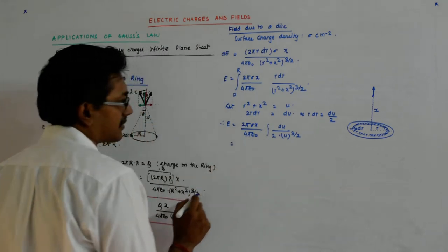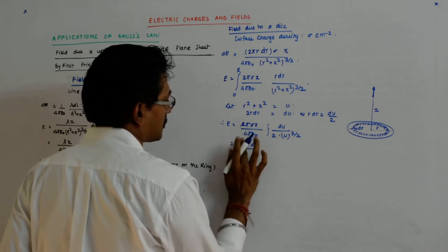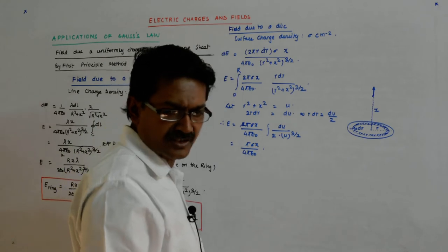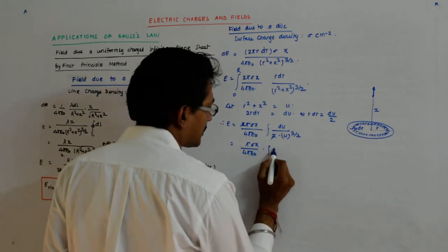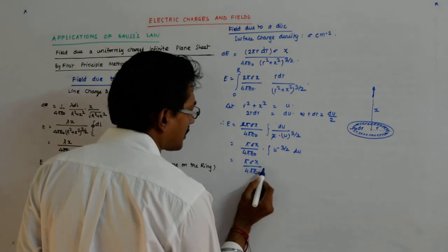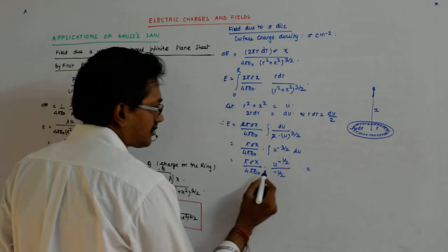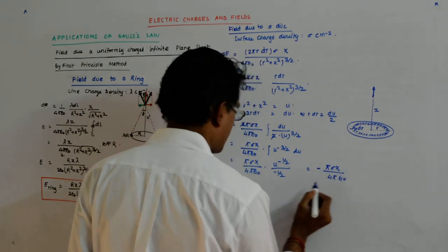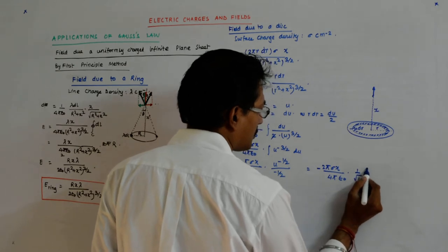Is it not? Now what is that? That is equal to 2 pi sigma x upon, this 2 cancels, so I don't write this, upon 4 pi epsilon naught into u to the power minus 3 by 2. What is the integral of that? U to the power minus 3 by 2 plus 1 divided by that, right? It is pi sigma x upon 4 pi epsilon naught, u to the power minus 3 by 2 plus 1 is minus half divided by minus half. So again a 2 goes up, right? So it is minus pi sigma x upon 4 pi epsilon naught, and this becomes 1 upon root u, and root u is what?